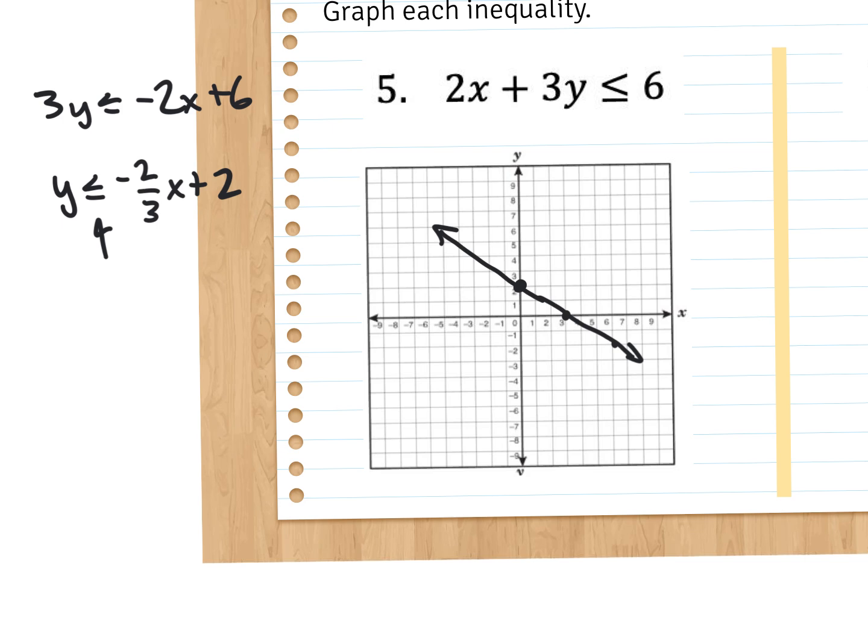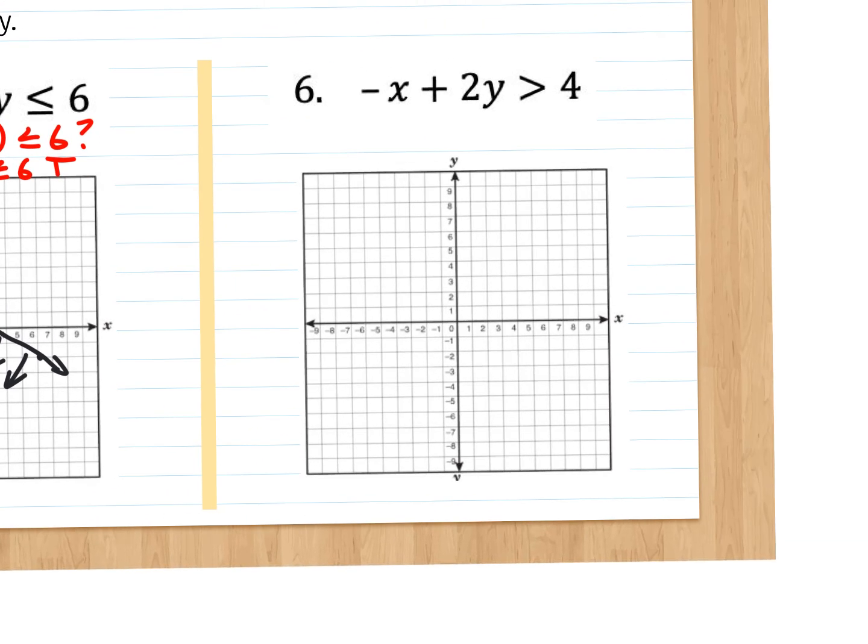Now I have to figure out which way to shade, okay? I'm going to test 0, 0. That's going to be my test point. And I'm going to test it back in the original equation. So 2 times 0 plus 3 times 0 less than or equal to 6. Is that true? Is 0 less than or equal to 6? That's true. I'm going to shade towards that. Okay, I'm just going to draw arrows and say, hey, everything underneath that line is good. So that's all I do. That's kind of the gist of what I'm trying to do.